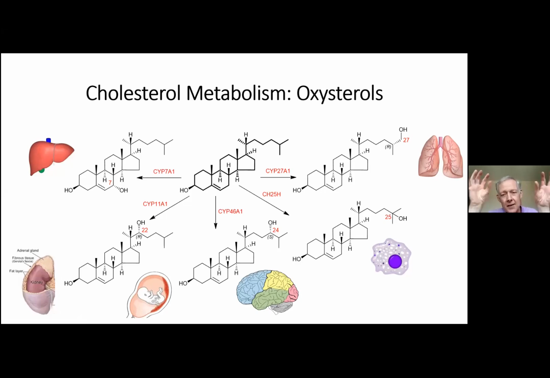And we find that different cells and different tissues make different patterns of oxysterols. Macrophages, when activated, make high levels of 25-hydroxycholesterol, where the hydroxy group is at position 25. Neurons in the brain make 24-hydroxycholesterol, with the hydroxy group at position 24. Then the placenta and the adrenal cortex make 22-hydroxycholesterol. So different tissues and cells make different oxysterols, and these can be metabolized further to other oxysterols, so we end up with a really big family of molecules.